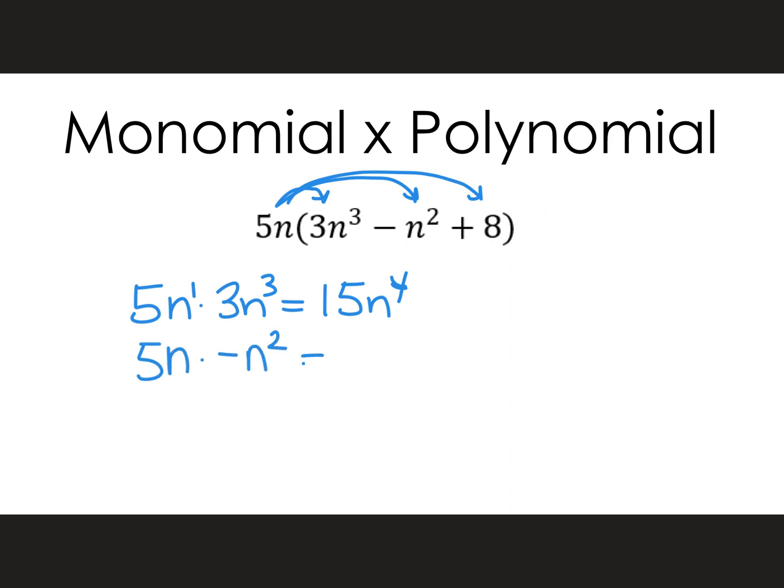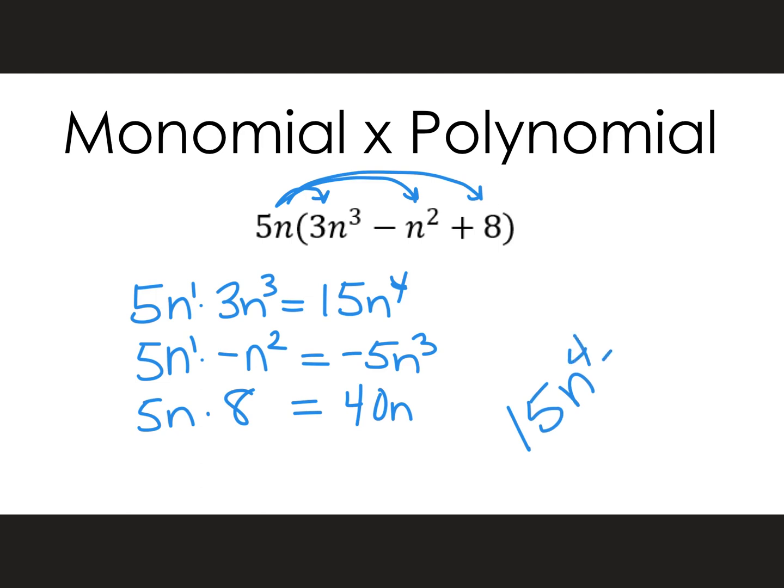Then I'm going to do 5n times negative n squared. Well, 5 times negative 1 is negative 5, and then I have 3 n's there. And then finally, I do 5n times 8, which would give me 40n. And then I would put those together. I'm going to go diagonal here. 15n to the 4 minus 5n cubed plus 40n.